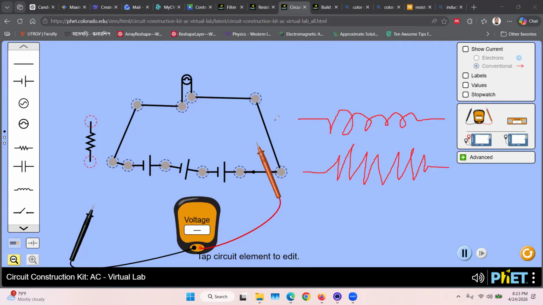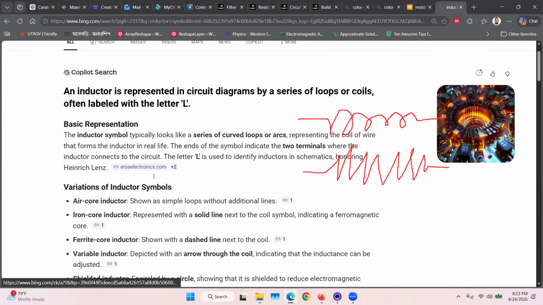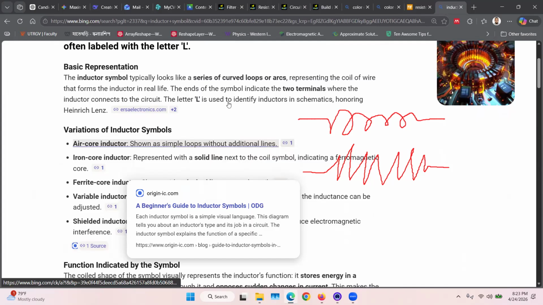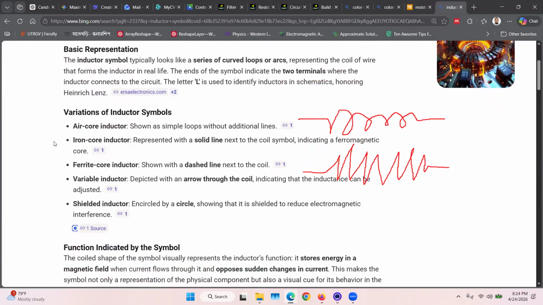Why do we need a capacitor? With a capacitor, we can store energy for a few seconds to increase the energy for a certain time. That's why you use a capacitor, and an inductor we use for, I forgot that. The inductor has curve loops. There is a curve loop.